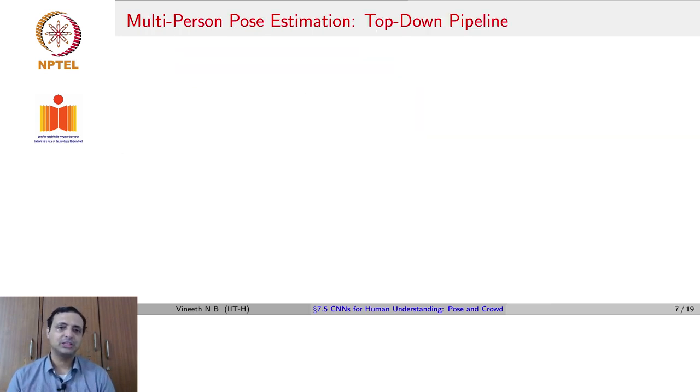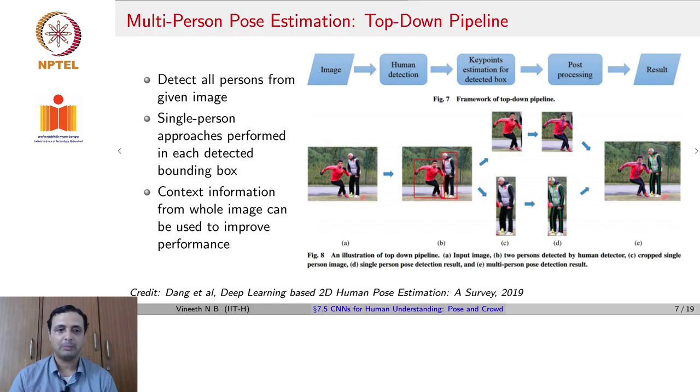Another category of methods, as we mentioned, is when there are multiple people whose poses you would like to estimate. Here, there are broadly 2 kinds of pipelines. The methods are very similar to what we saw earlier, but the 2 pipelines are different. One of them is known as the top-down pipeline.